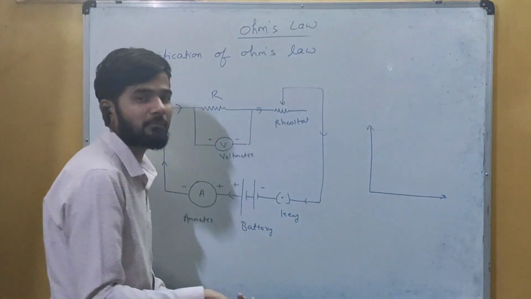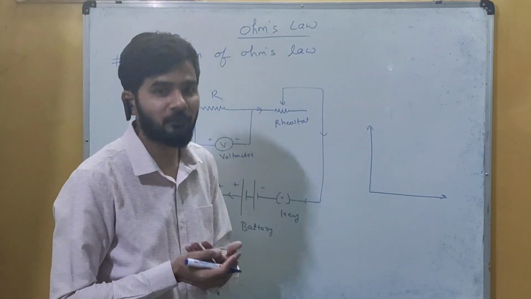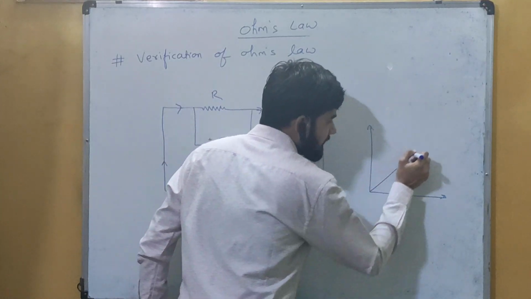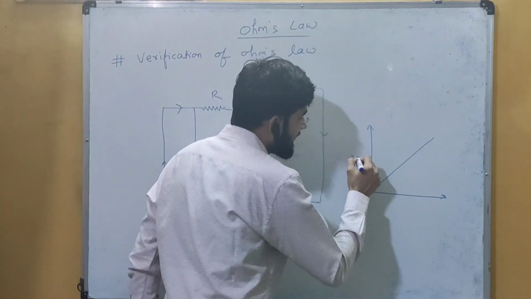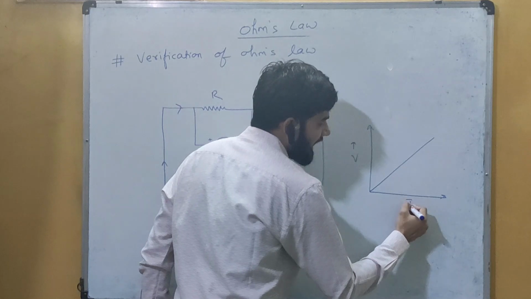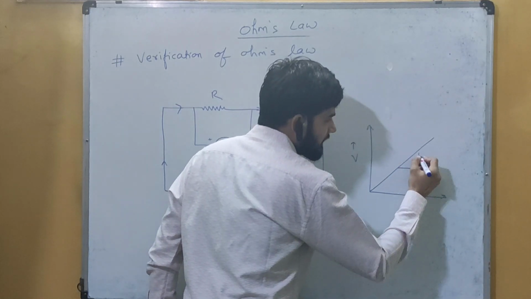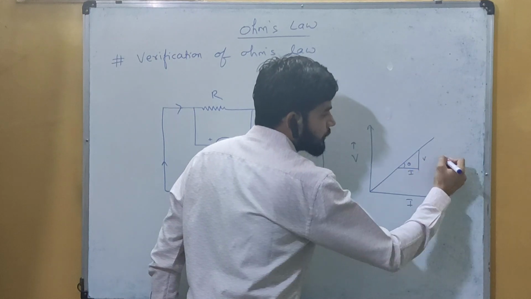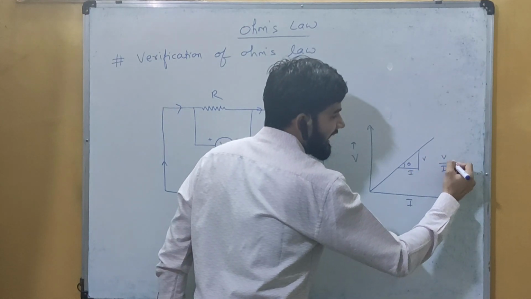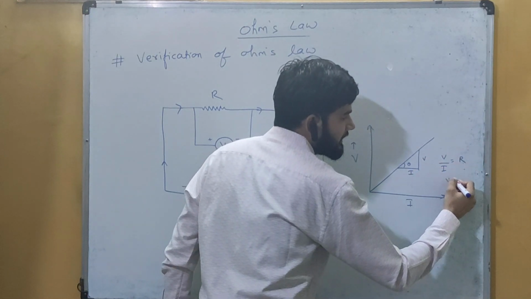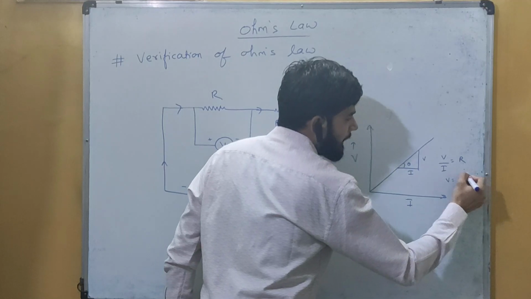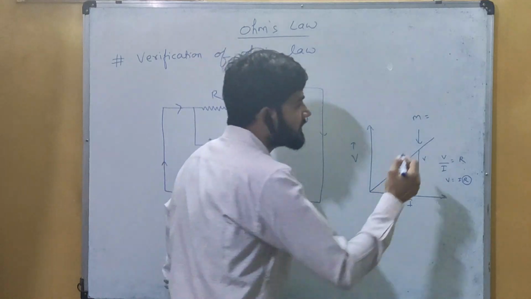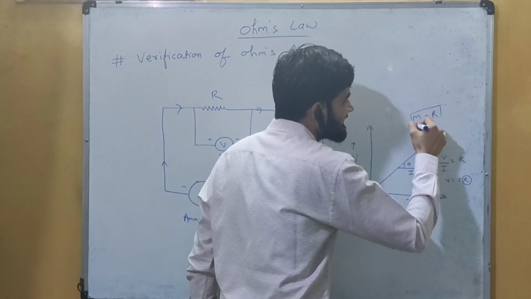Now that graph can be between V and I or I and V. That depends upon what parameters you are considering. So here this graph will be formed when we are taking here V and here I. So here if I am considering angle theta, this is V and this is I. So perpendicular V by base I is equals to R. So V is equals to I R. मतलब यहाँ पर इस केस में जो स्लोप है, this slope will give you directly the value of resistance R.